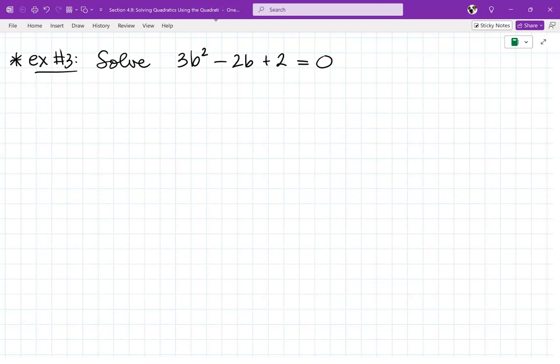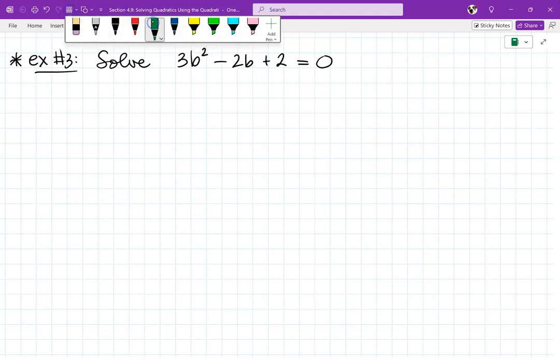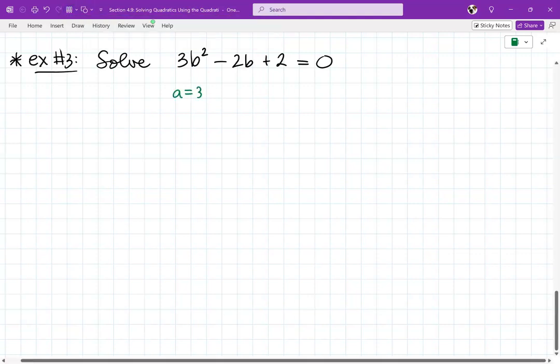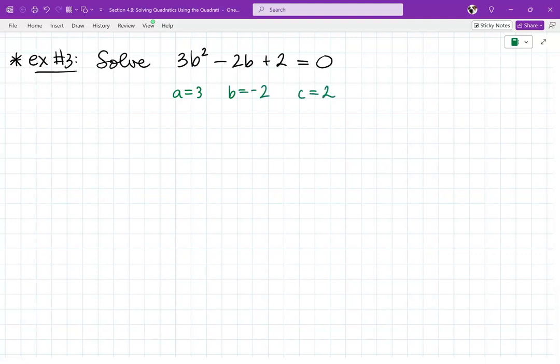So this one, we're going to solve 3b squared minus 2b plus 2. Now sometimes this can be a little confusing for some people because the formula has an A, a B, and a C in it, and this one has B's in the equation. Don't get confused with the B values. It's just a variable. If you don't like it, you can change them to X's if you want. But here we go. A is 3, B is negative 2, and C is 2, according to the ABC coefficients.